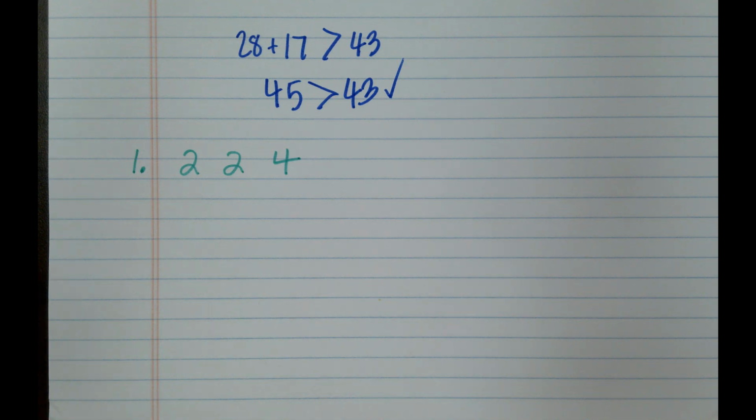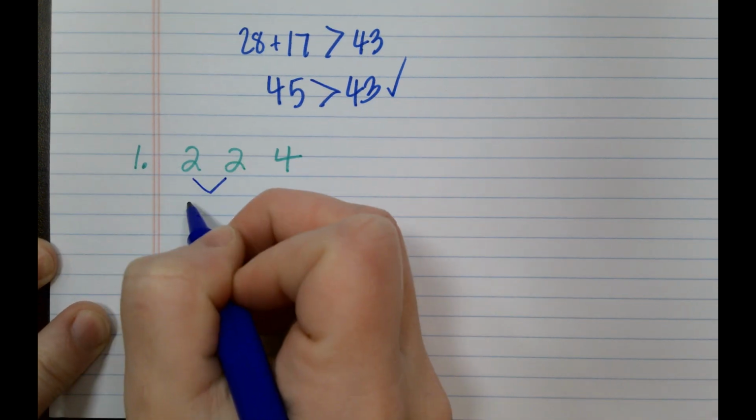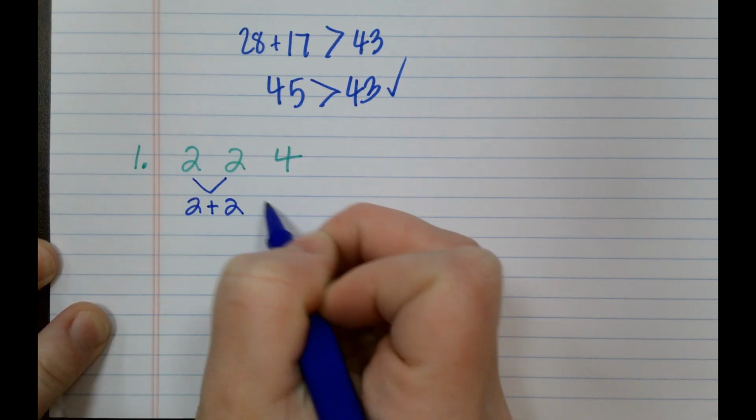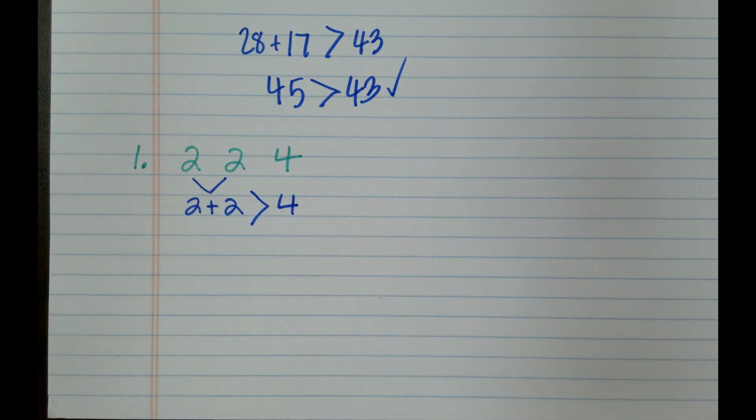How are you going to tell if these make a triangle or not? Add up the two smaller sides. Yeah, we want to add up the two smaller sides. So let's see, 2 plus 2. If it's greater than 4, then it will make a triangle.